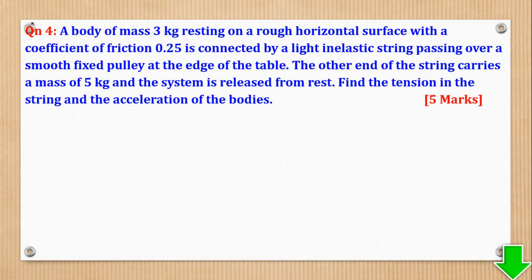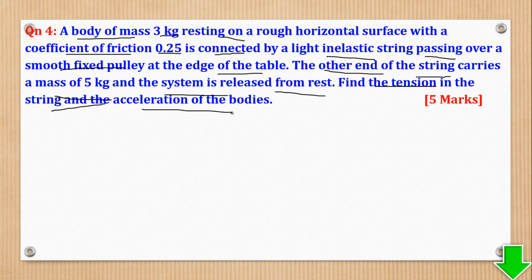Question 4 says, a body of mass 3 kilograms resting on a rough horizontal surface with a coefficient of friction 0.525 is connected by a light inelastic string passing over a smooth fixed pulley at the edge of the table. The other end of the string carries a mass of 5 kilograms and the system is released from rest. Okay. Find the tension in the string and the acceleration of the bodies.